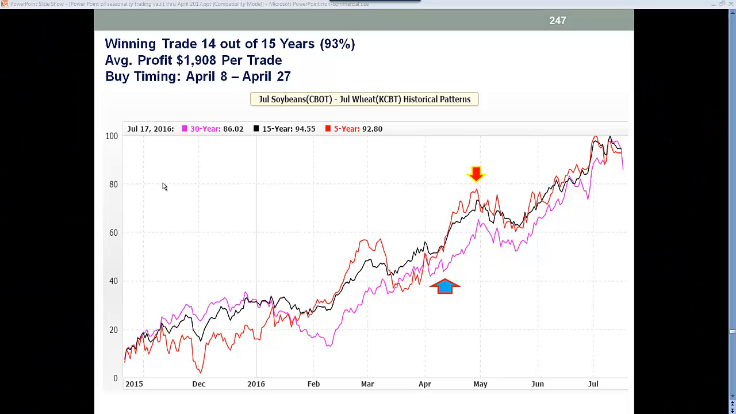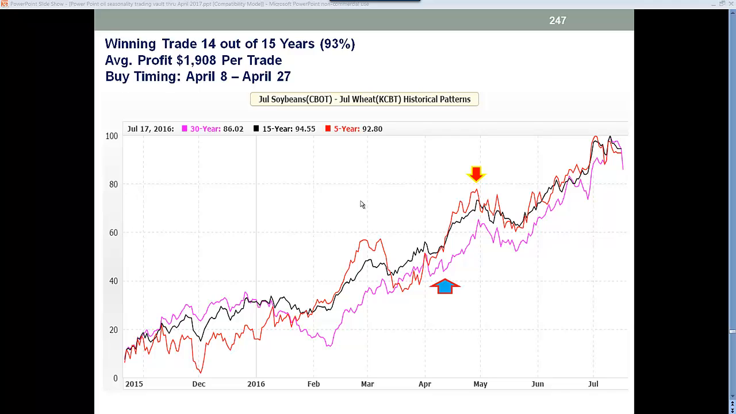And then one of my favorite ways to trade these kinds of commodities is using spreads. So this is also a seasonality spread. This is being long July soybeans and then short July wheat against it. This is the seasonal trend pattern. Again, just like soybeans, it tends to push up when you get into early April into May. And this has been a very strong seasonal trend. It's been a winning seasonal trend 14 out of 15 years, so 93%.